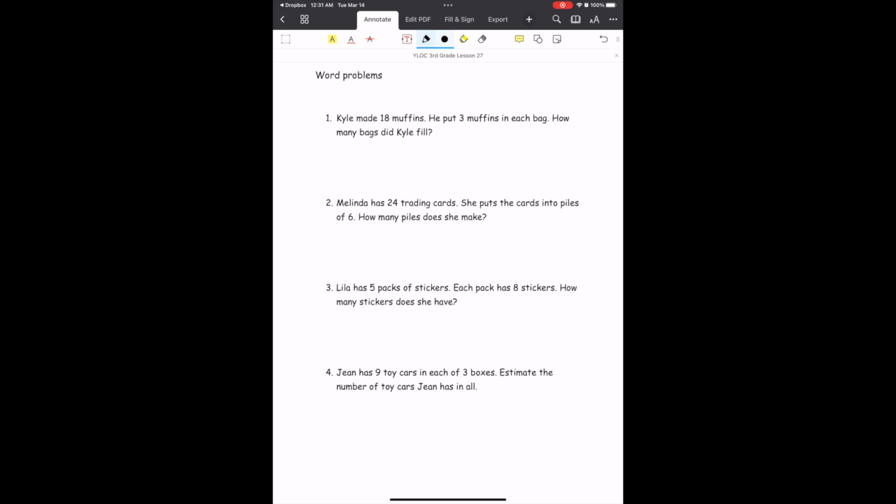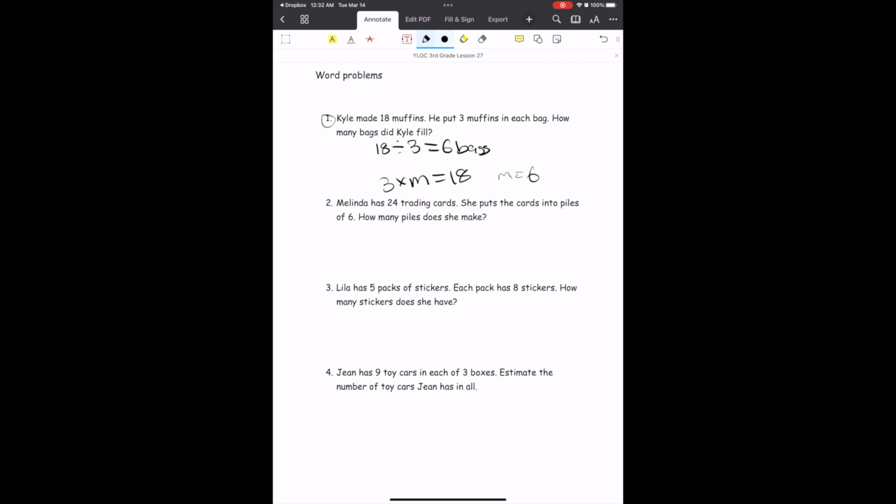Alright, so number 1, Kyle made 18 muffins. He put 3 muffins in each bag. How many bags would Kyle fill? Well, if he made a total of 18 muffins, and he put 3 muffins in each bag, how many bags? That'd be 18 divided by 3, which would equal 6 bags. But if you need help, you could always do 3 times m is equal to 18. And then we know that 3 times 6 is equal to 18, so your answer would be 6.